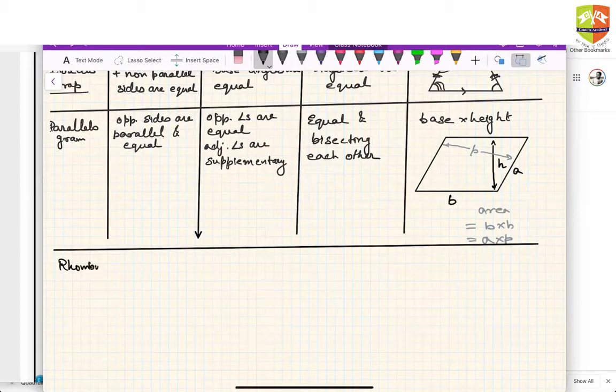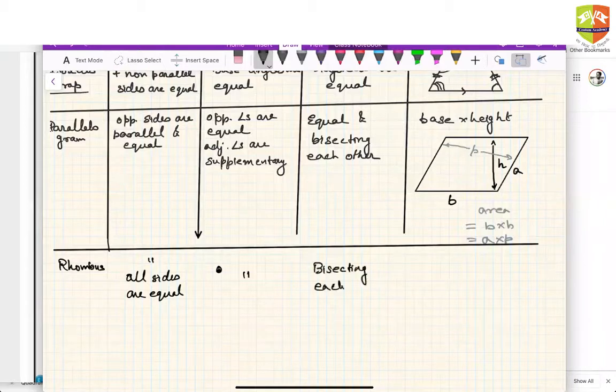rhombus, where again, everything of parallelogram stays the same. Opposite sides are parallel and equal, but all sides are equal. What about angles? Opposite angles are again same. Adjacent angles are supplementary. Opposite angles are equal. This remains as it is. And for diagonals, they are not equal, but bisecting each other at right angles.